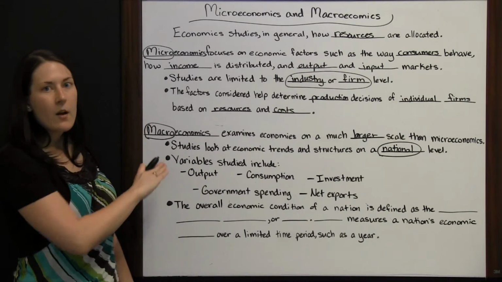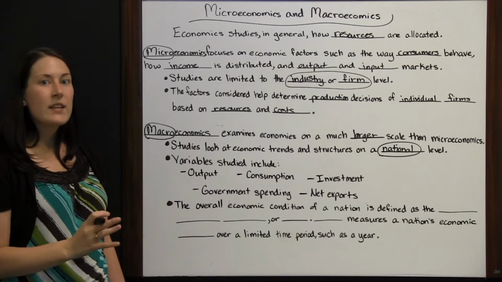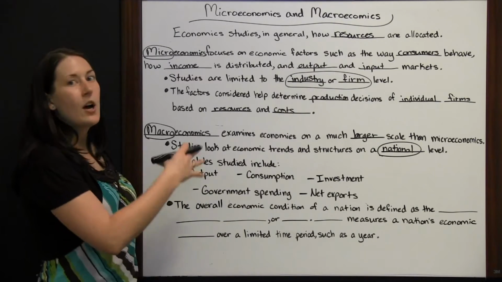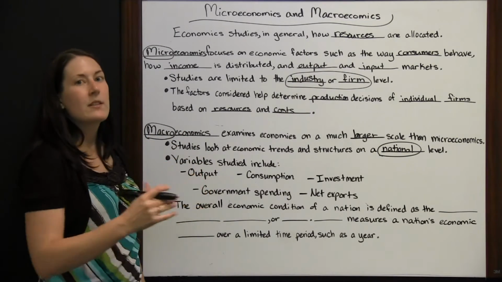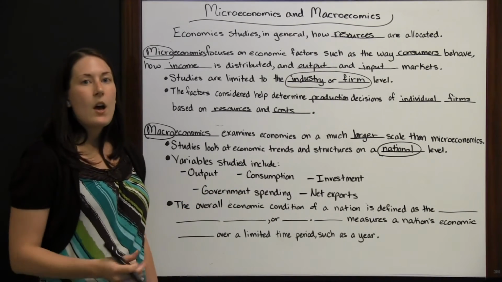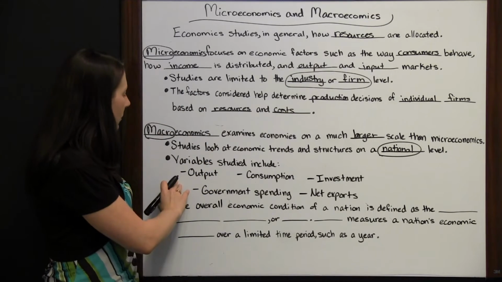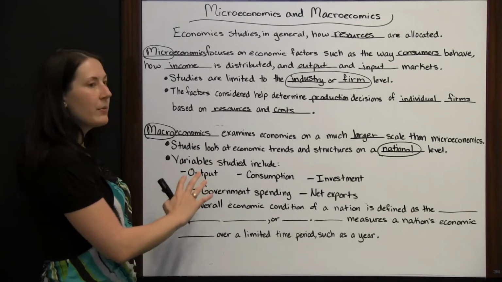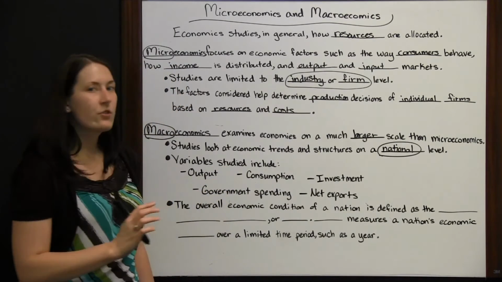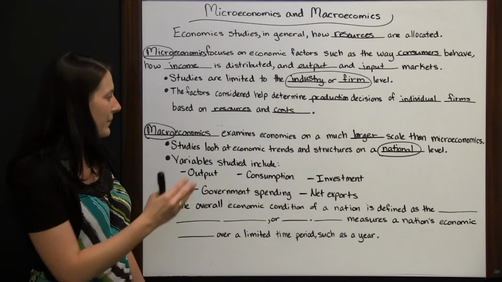Now, with macroeconomics, there are some different variables that are looked at and studied to look for these trends for a whole nation's economy. They look at output of the whole nation. Consumption of the whole nation. So what are they putting out and what are they actually consuming? All the industries, all the consumers, what are all the producers able to put out? What are all the industries able to put out? And what are the consumers actually consuming? How much is actually being purchased and used?